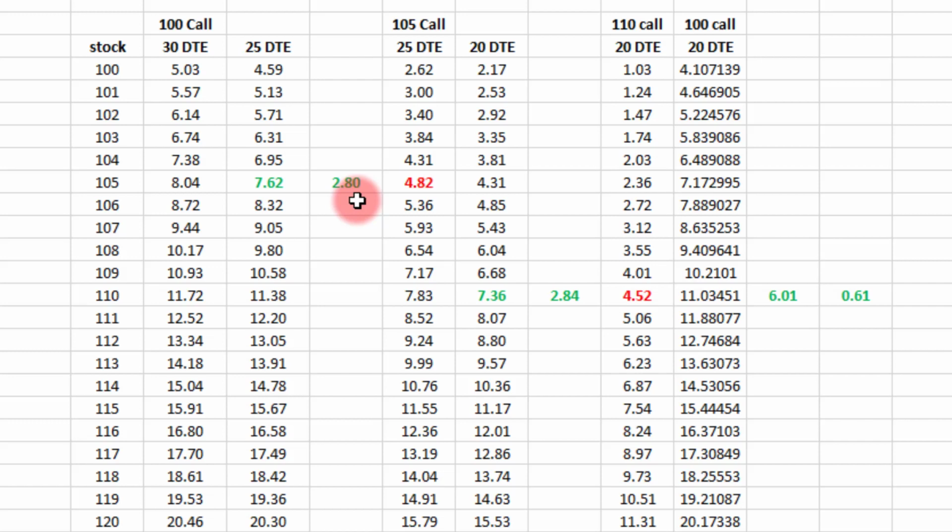Now let's assume the stock runs another 5 points to 110, and you want to roll from the 105 call to the 110. And that's over here. So 5 days later, your 105 call has 20 days until expiration. It's trading for 7.36, and the 110 call, also with 20 days to expiration, is trading for 4.52. So the roll, you're going to collect 7.36, spend 4.52, is a credit of 2.84. So notice that your credits are about equal.